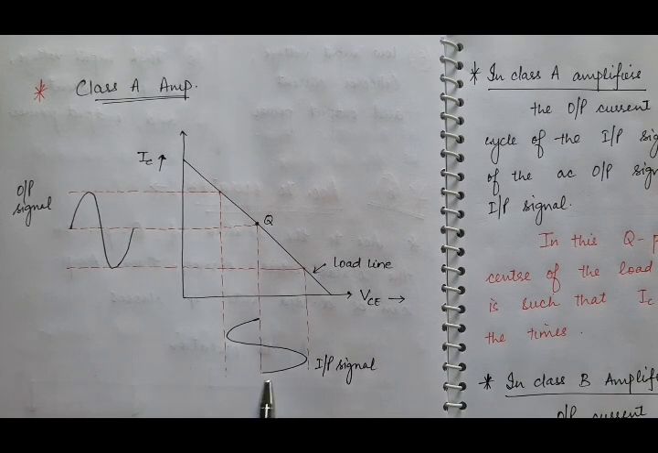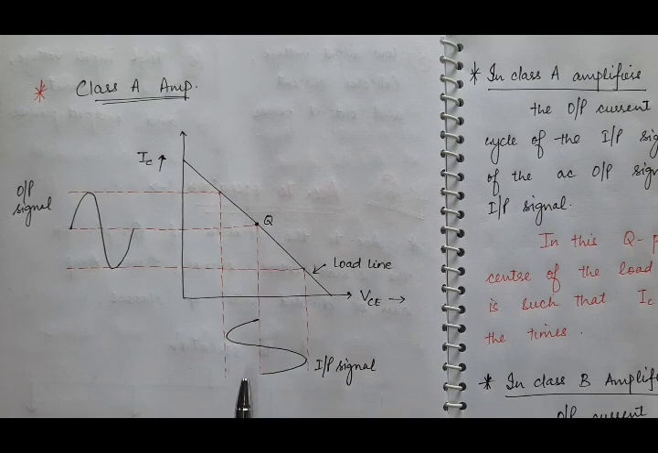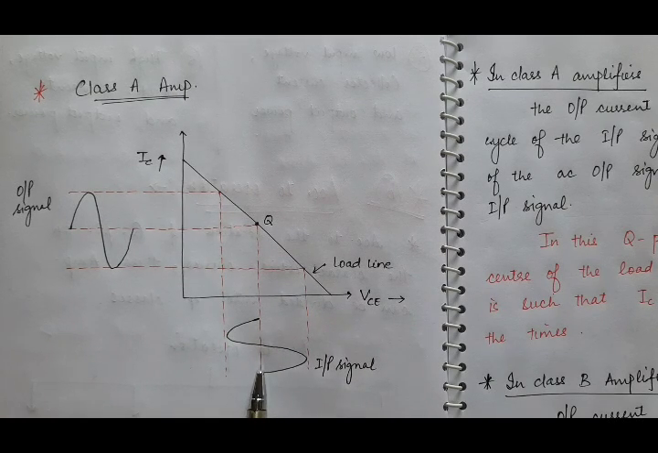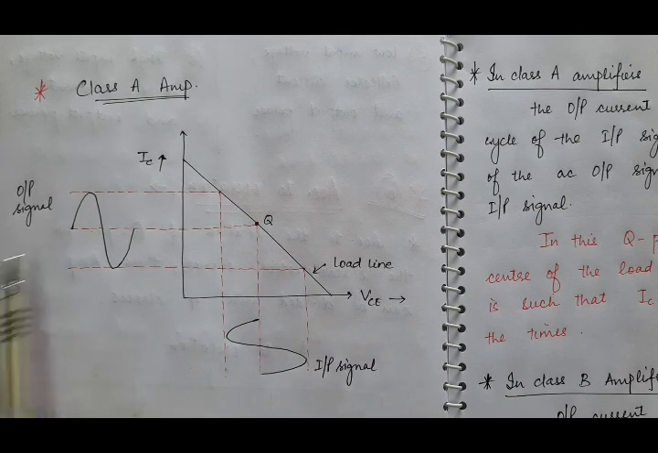Because of this position of the Q point, this is the input signal, and we know that the input signal is out of phase with the output signal in case of common emitter mode. So that is why the two are in 180 degree phase difference, or 180 degree out of phase with the input signal.